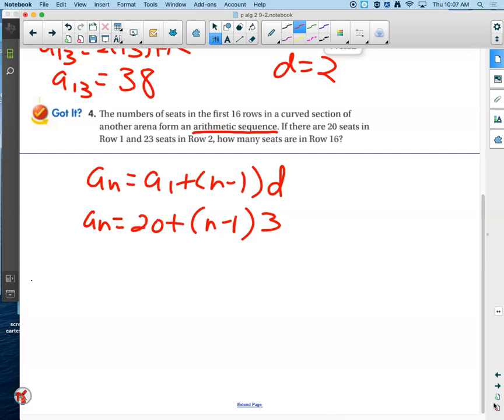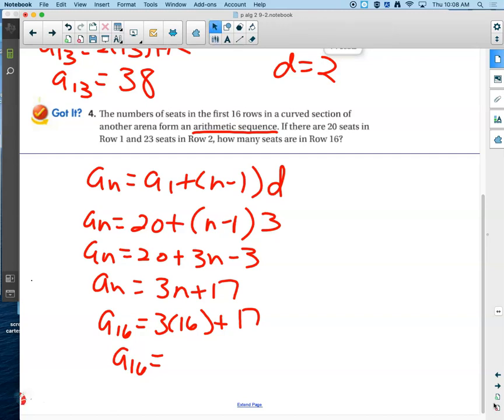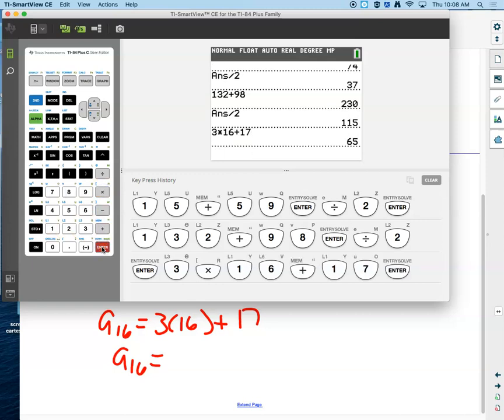Well, let's pretty it up. Do a little bit of algebra. Distribute. And combine like terms. Done? We've done most of the work. What's the last step here? Yeah, plug in a 16. 48 plus 17? Yeah, let's put it up here just so everybody can see it. So you wouldn't have to do this in your noggin if you didn't want to. There it is.